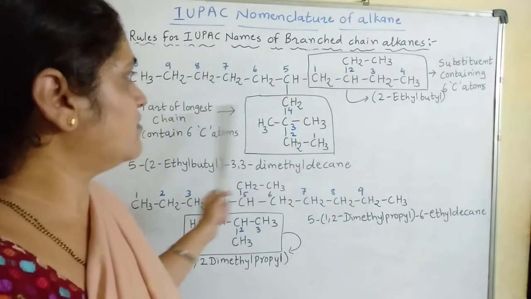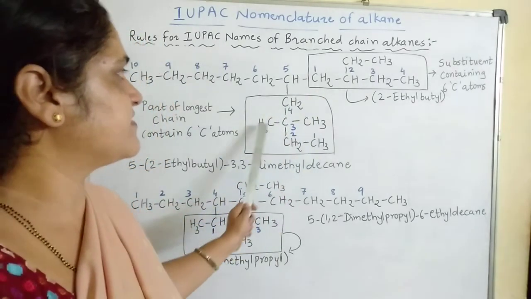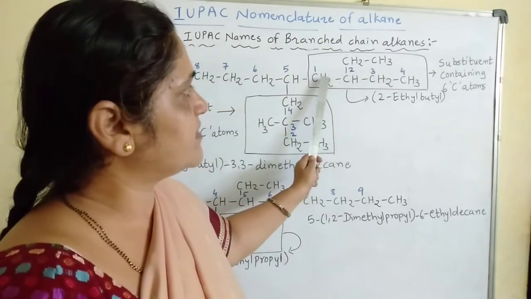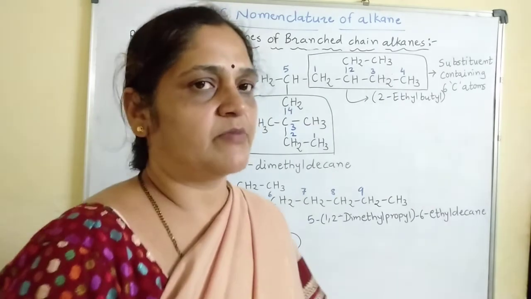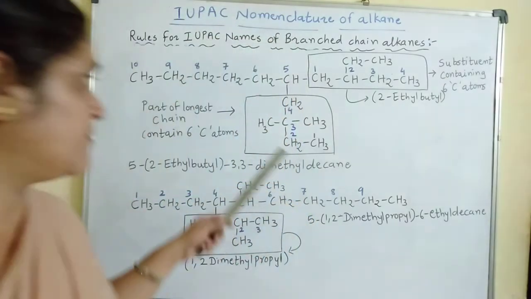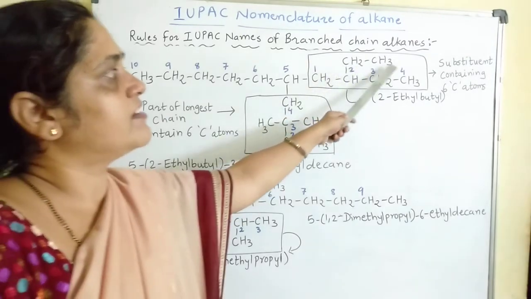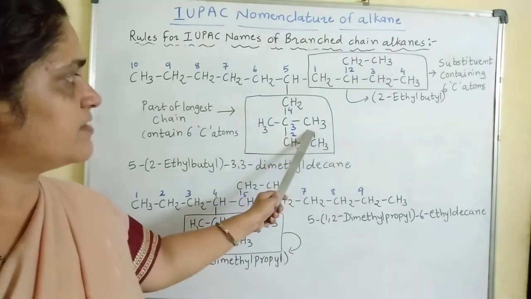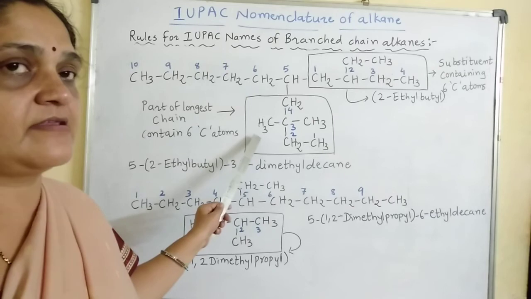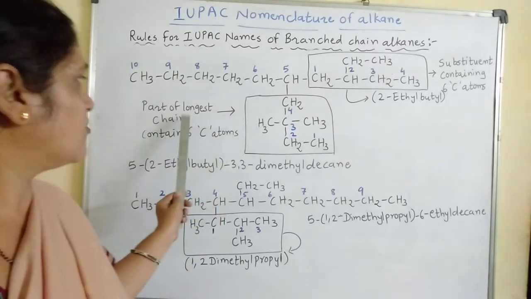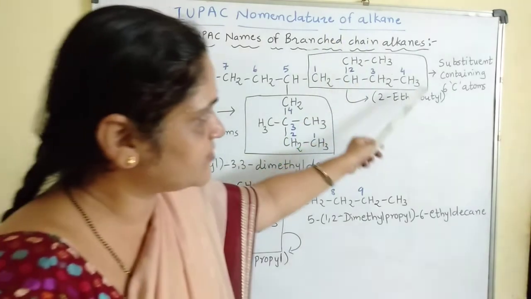Now in both the substituents, a total of 6 carbon atoms are present. 1, 2, 3, 4, 5 and 6. Here also a total of 6 carbon atoms are present. 1, 2, 3, 4, 5 and 6. So both the complex substituents have an equal number of carbon atoms. But this substituent has the presence of 2 alkyl groups. This has only the presence of this one ethyl group. So here 2 methyl groups are present. Here only one ethyl group is present. So we are going to consider this substituent as a part of the longest chain, and we are going to consider this complex substituent as a substituent only.